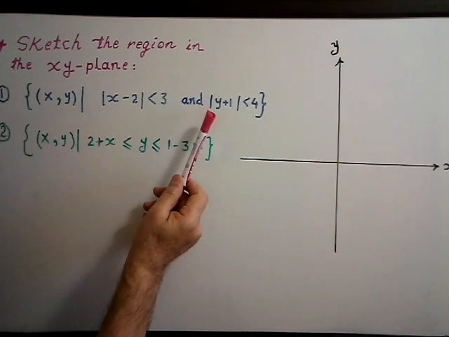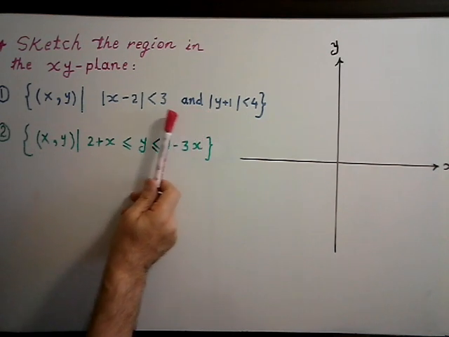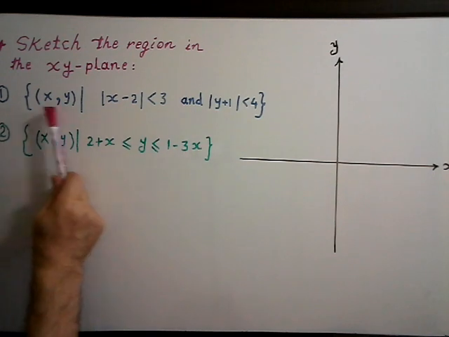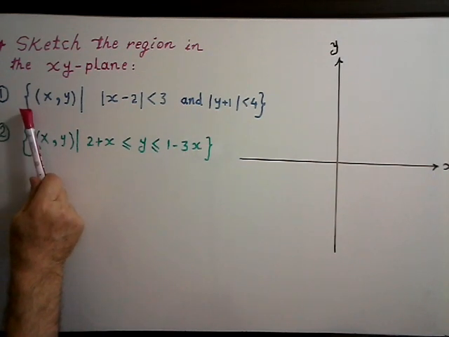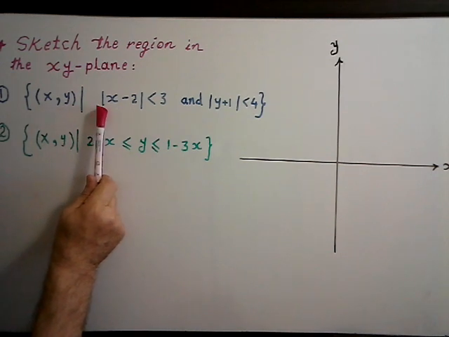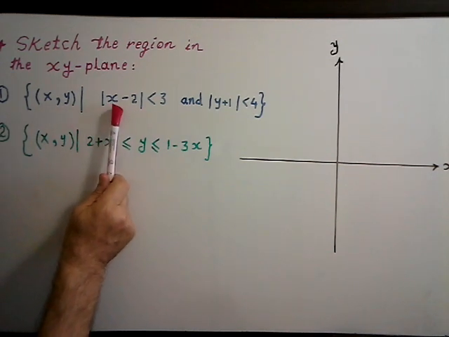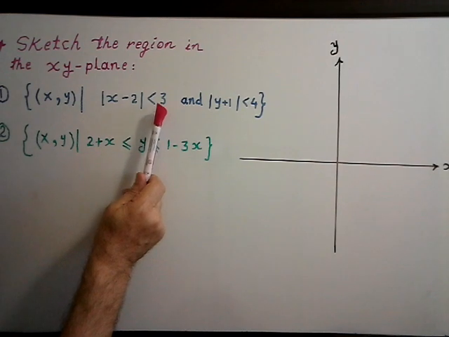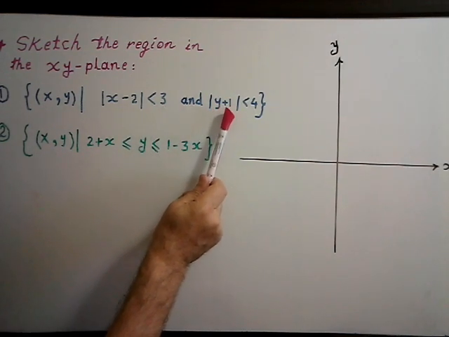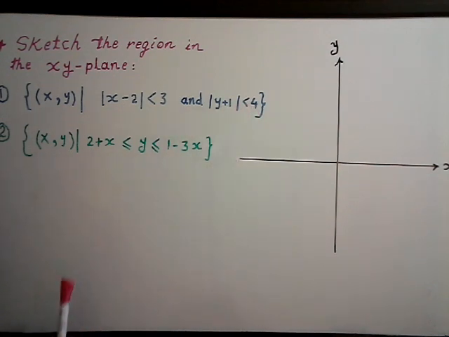We need to sketch the first region, which is defined by the set of points (x, y), where the absolute value of x minus 2 is less than 3 and absolute value of y plus 1 is less than 4. Follow me, please.